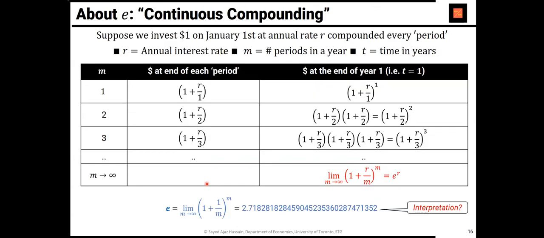A few more words about e. This is kind of important, especially for the MFE students. You kind of remember that e has something to do with continuous compounding. Let's go a bit deeper.